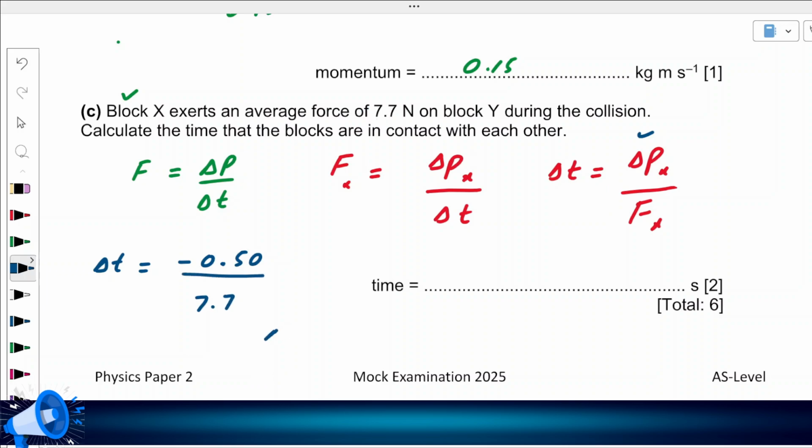7.7. Now whatever your answer is, you can get rid of the negative sign afterwards, because for the time we need only the positive values, and the negative sign in the change of momentum is only giving you the direction of change in momentum. So the direction of change in momentum is to the left side. So delta T is 0.065 into SF.